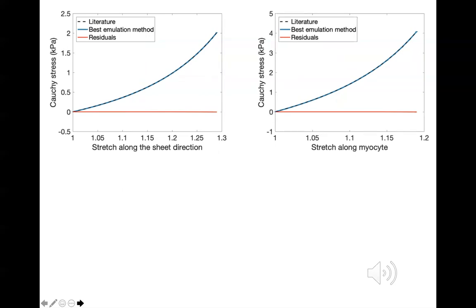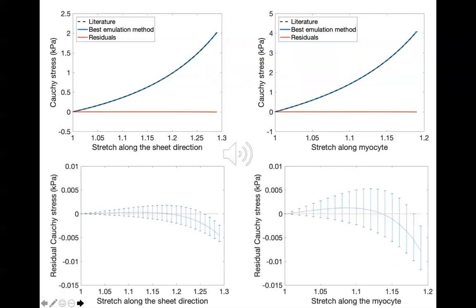The blue curve shows the stress-stretch relationship from our emulator. The black dashed line shows the corresponding curve from the literature obtained with the original simulator, and the red line shows the difference. As you see, the two curves for the simulator and the emulator completely overlap, and the difference is 0. We have to magnify the scale on the vertical axis by a factor of over 100 to see any difference.